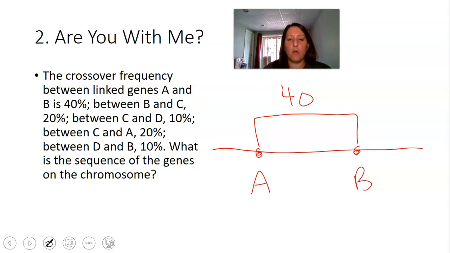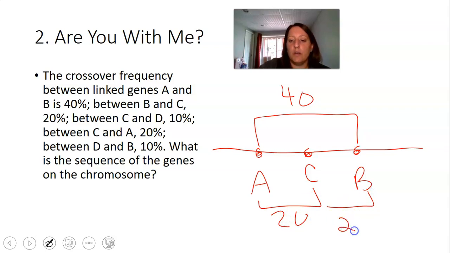Okay, so let me figure out where the C gene is in relation to the A gene. Well, C and A are also 20 map units apart. So the C gene is right here, smack in the middle. That means that this is 20 and this is 20. Okay, so that takes care of that one, and that one, and that one.